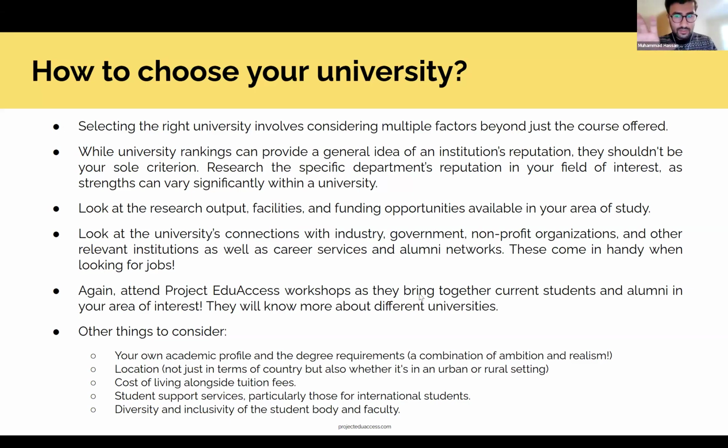Look at the university connections and programs. Do they have any co-ops, internships, connections, and what are the alumni doing to make a better adjustment? So consider your own academic profile and requirements, what you've done, where you want to study, how much it costs, what scholarships are available, and what the diversity and inclusivity of that body is. Consider all of these different factors, then make an informed decision of what you want to study, where you want to study, and within which research department you want to study and build your career forward.